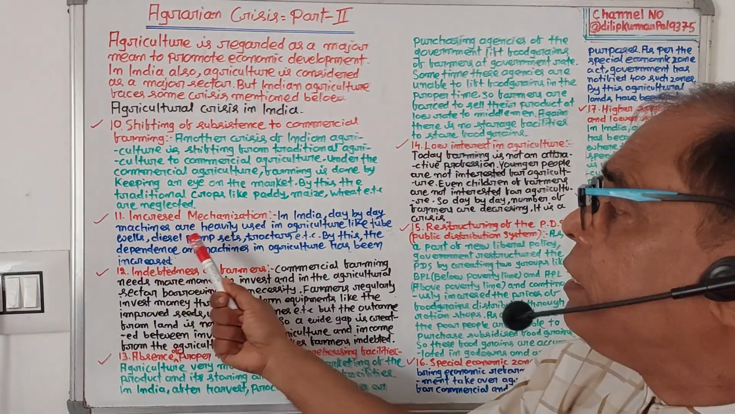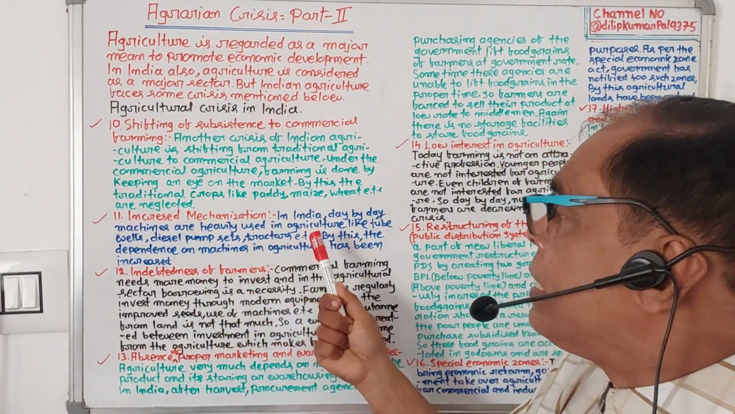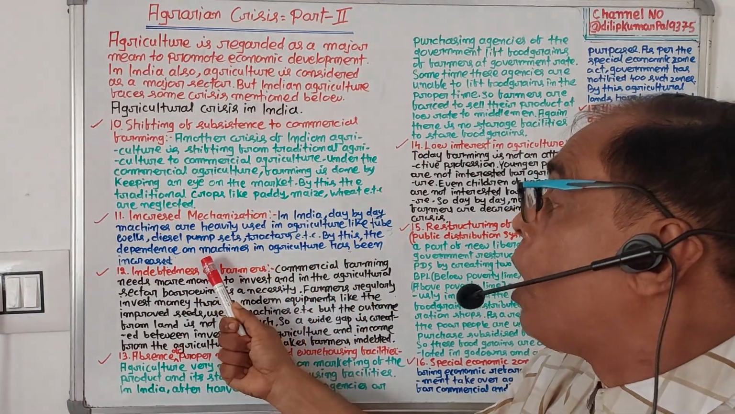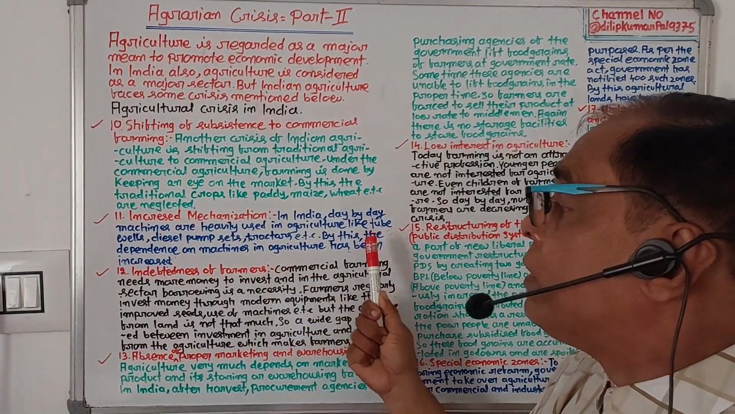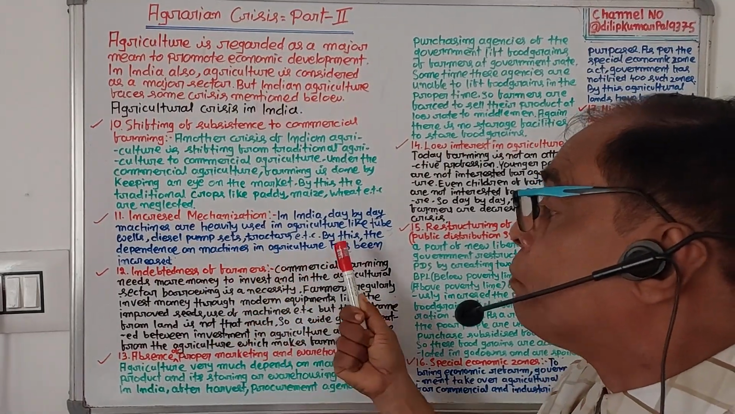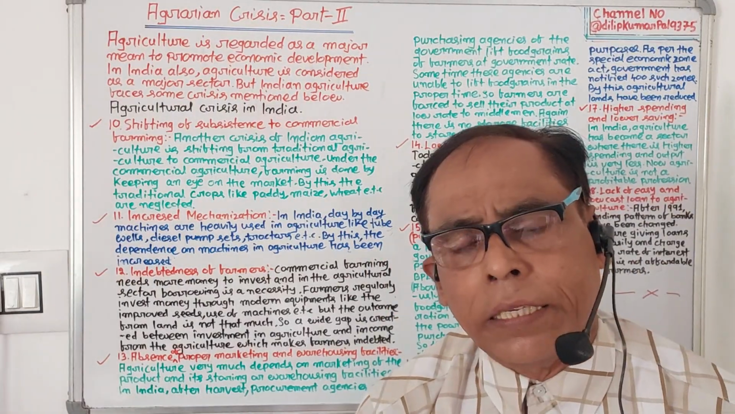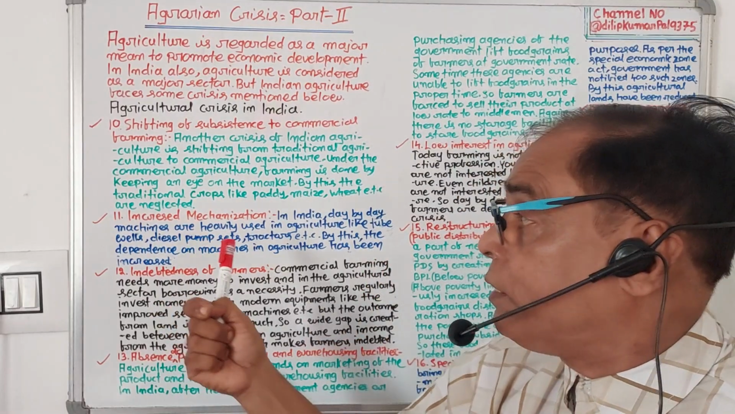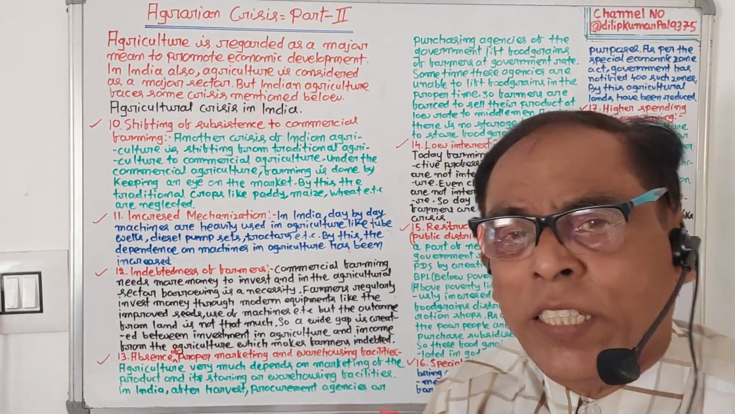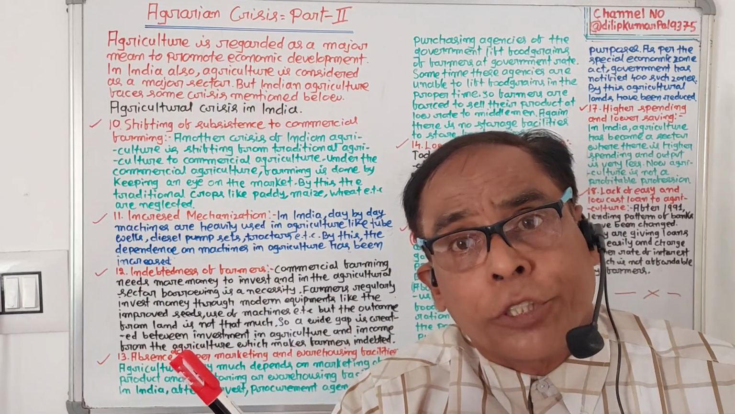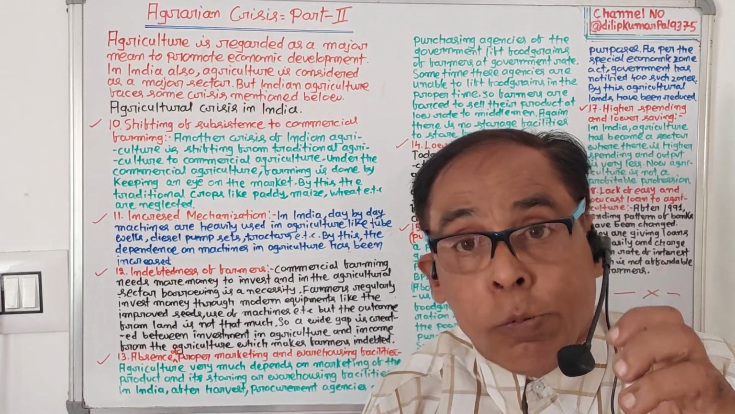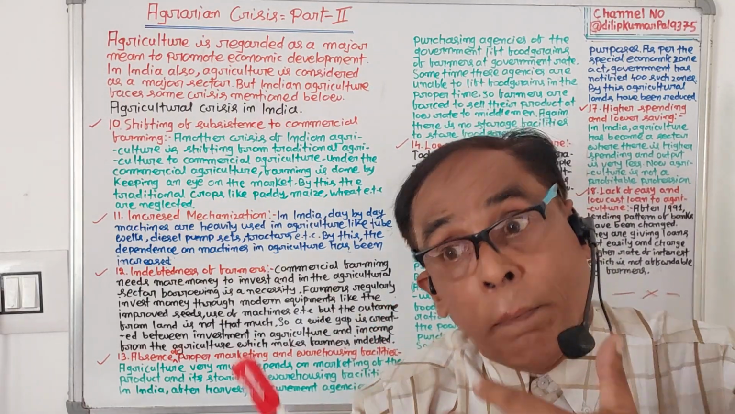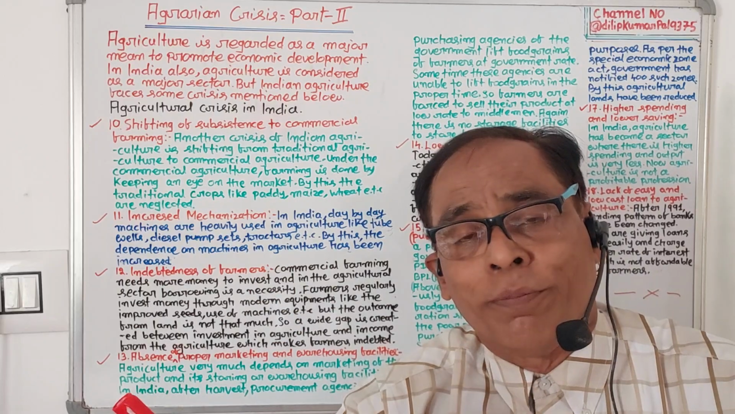Number 2, increased mechanization. In India, day by day, machines are heavily used in agriculture, like tube wells, diesel pump sets, tractors, etc. By this, the dependence on machines in agriculture has increased. Another important crisis in Indian agriculture is increased mechanization. It means day by day, machines are used more and more, so dependence on machines has become greater in India.